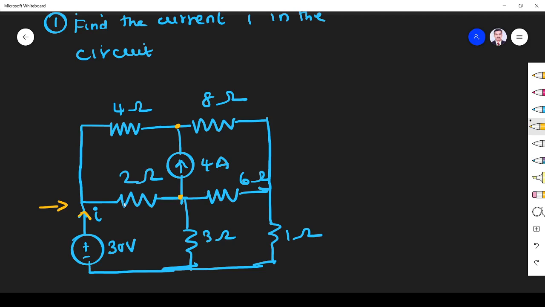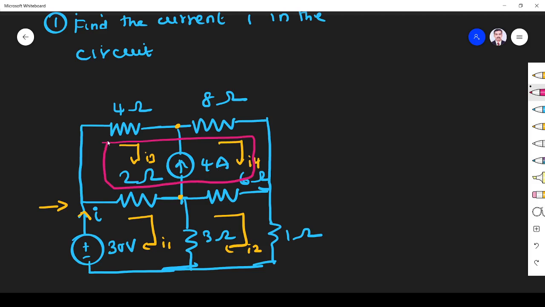So how to solve this problem? Let us see. I assigned current for this loop as I1, here I2, here I3, here I4. Now you see these two meshes are forming a supermesh. So what I do, for the time being I ignore this branch which is forming the supermesh and I apply KVL for this loop. After that I apply KCL for this branch.